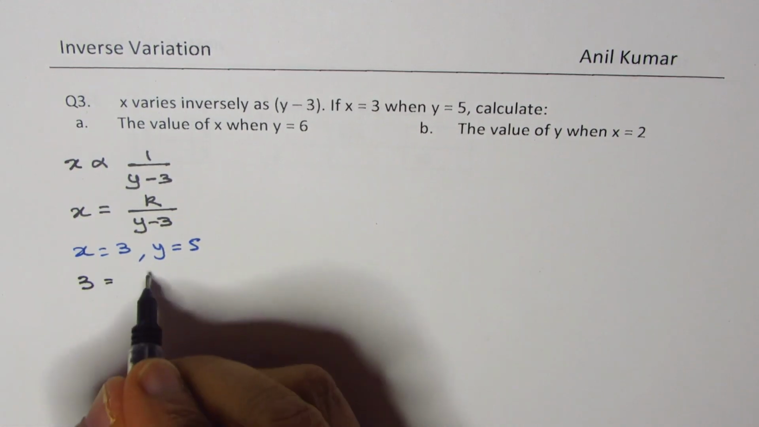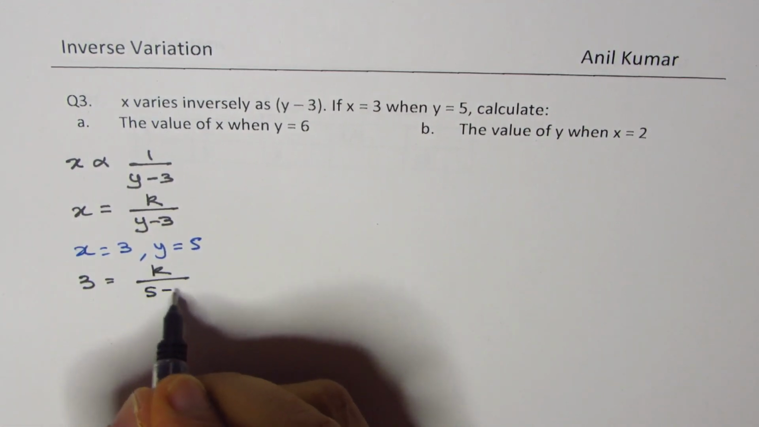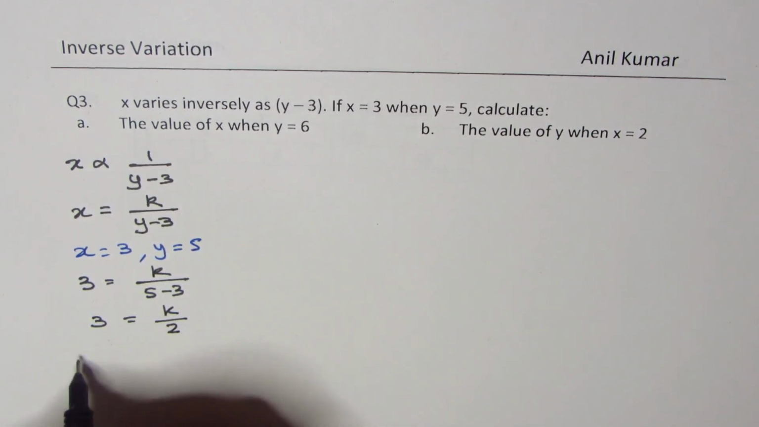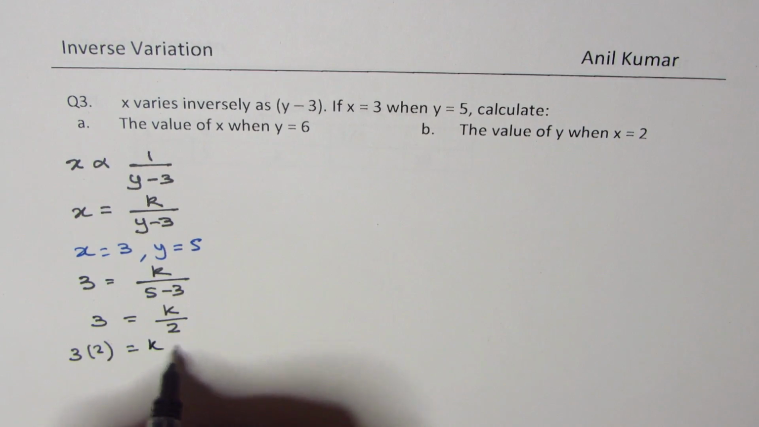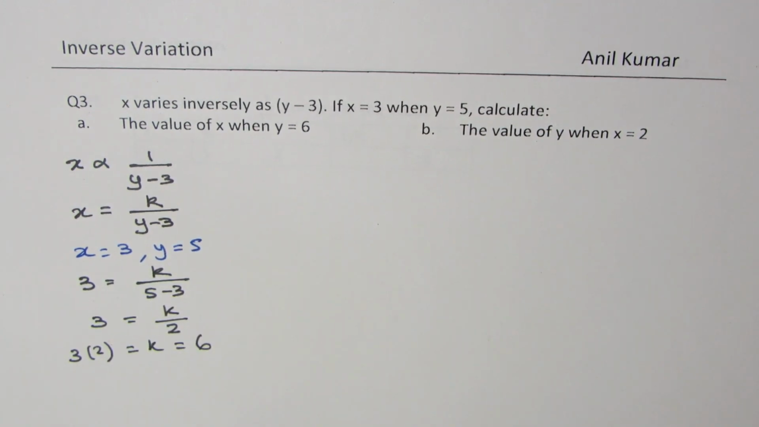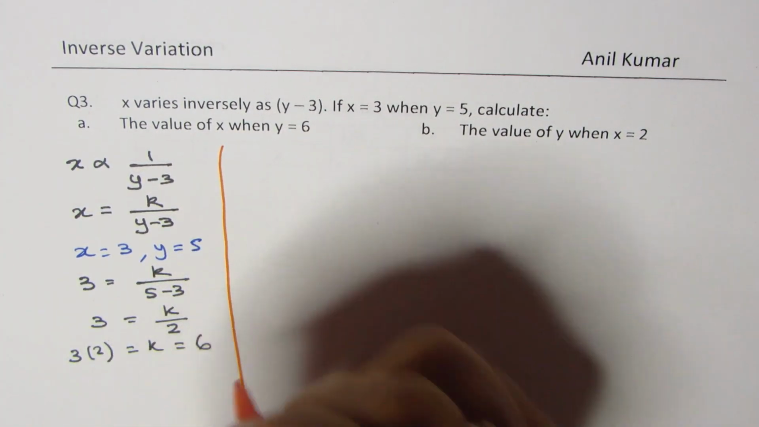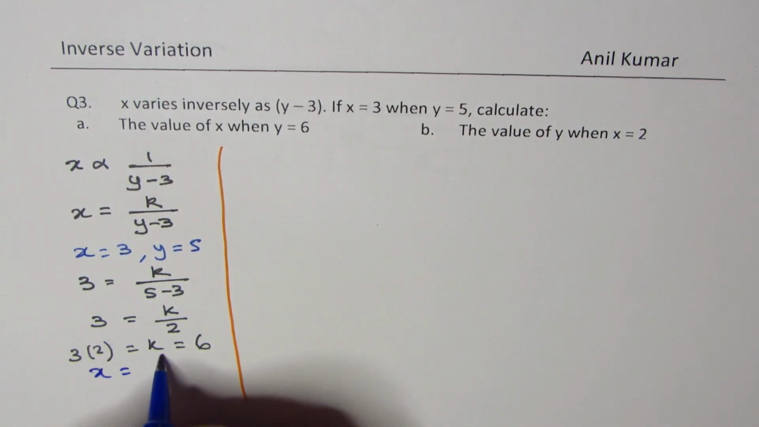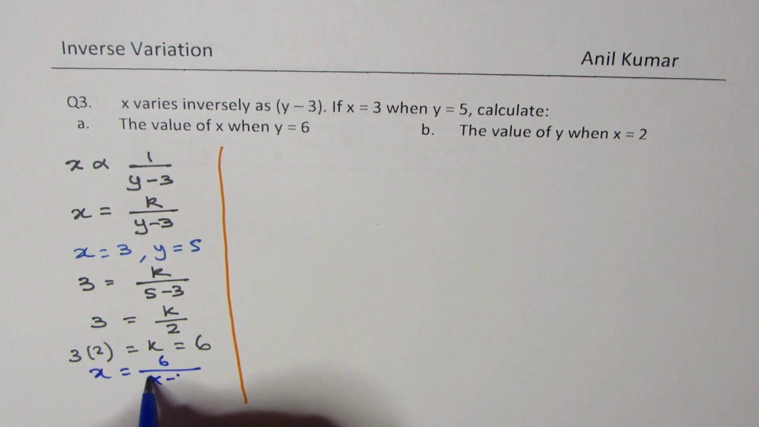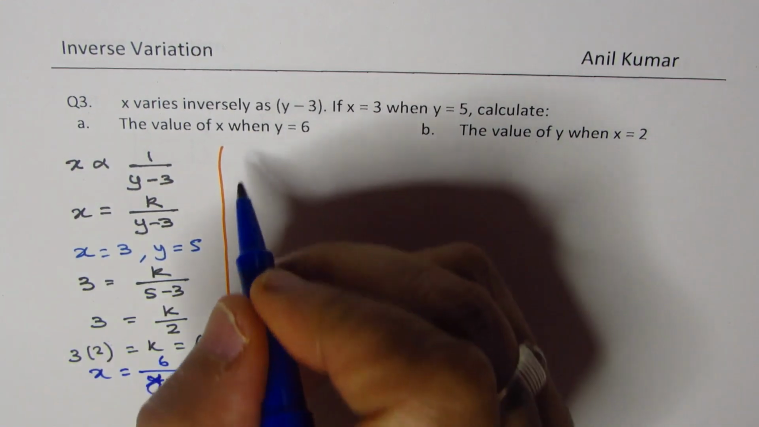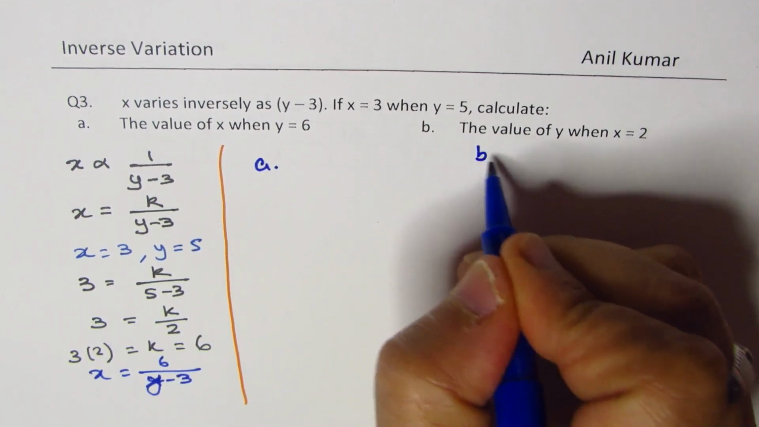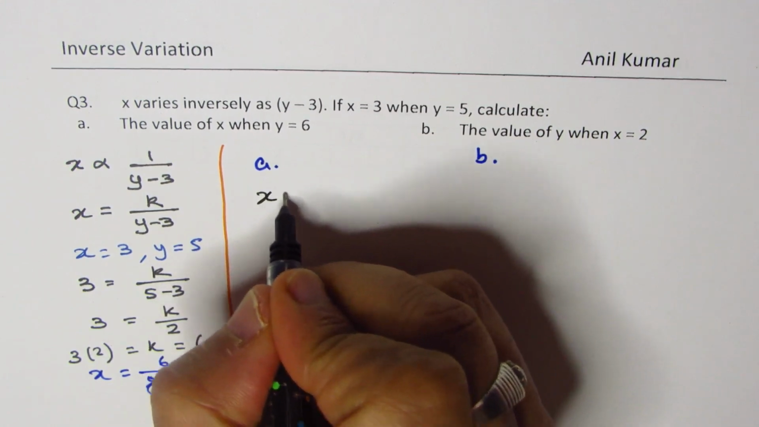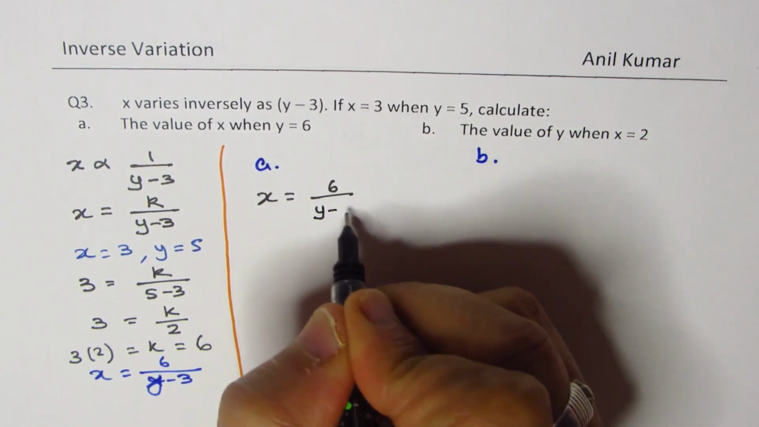So we get 3 equals k over 5 minus 3. So 3 equals k over 2. Or we get 3 times 2 equals k, which is 6. Right? So that gives you the equation, which is x is equal to 6 over y minus 3. Correct? With this equation, we are able to solve the two parts. We know that x is equal to 6 over y minus 3.